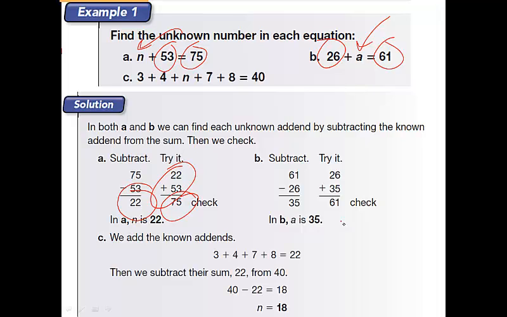In example B, a is equal to 35, using the same method. In example C, all you need to do is add up all of the numbers and then subtract them from 40 to find out what n equaled, and you should have come up with 18.